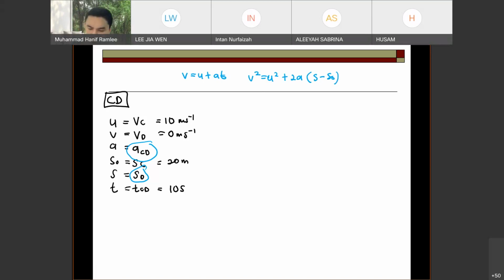Mana dapat ni? Cepat dia. Cepatnya you all kira. Dah ada answer ke apa?